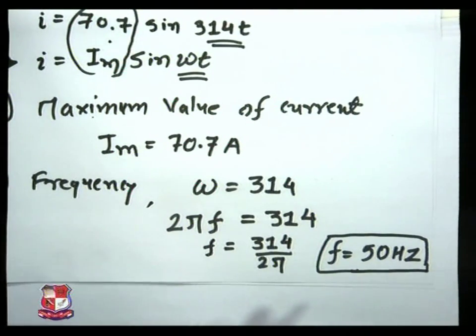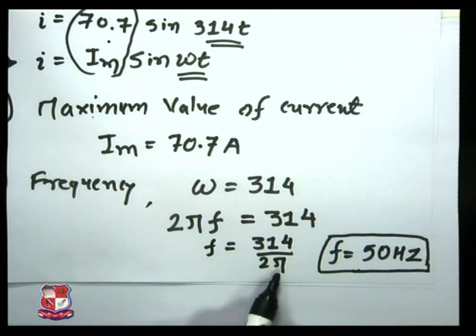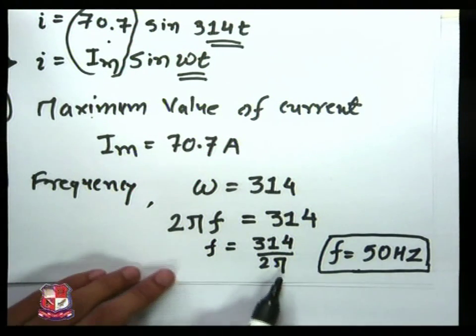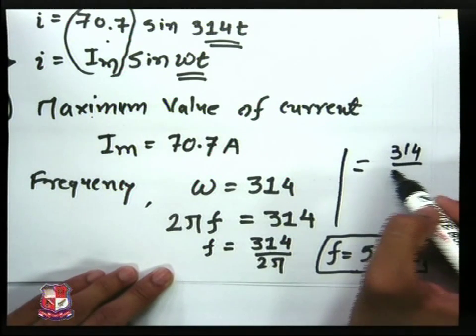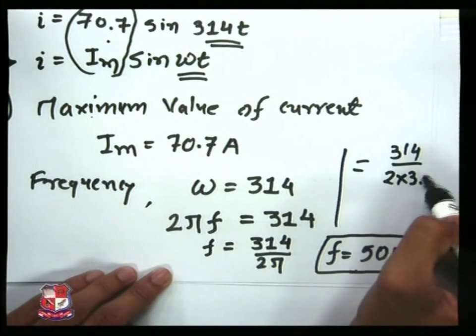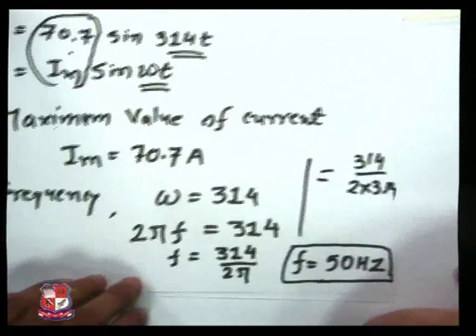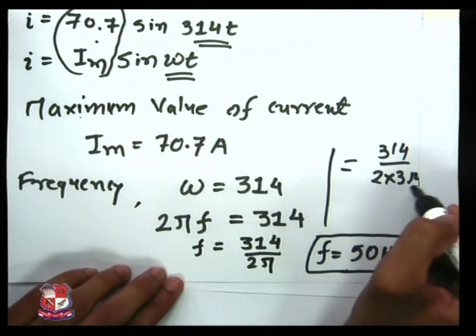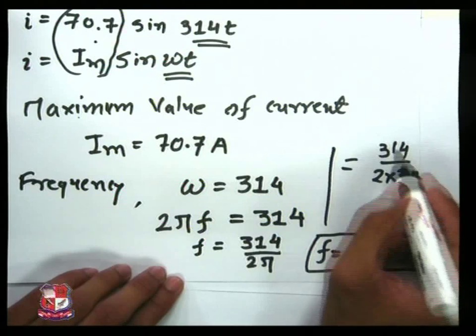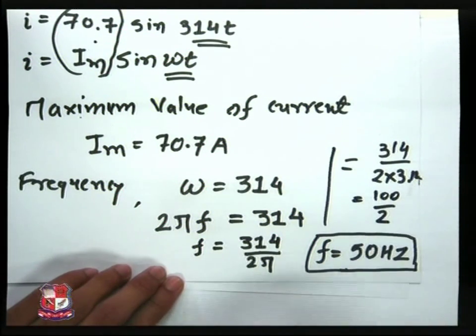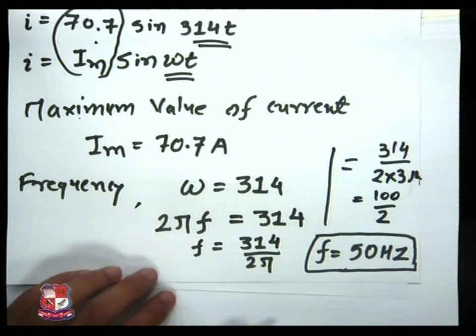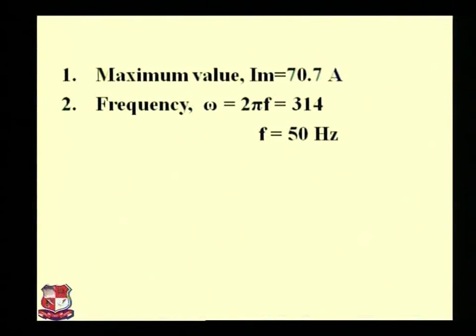Simply, putting the value of pi as 3.14, in 314 the 100 goes up, 3.14 cancels, so 100 upon 2 and we get 50 Hertz. So simple, these are two quantities: maximum value and frequency.